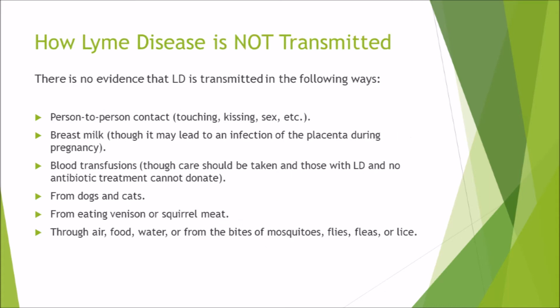We wanted to talk to you a little bit about how Lyme disease is not transmitted. There's no evidence that Lyme disease is transmitted in the following ways: person-to-person contact, like touching, kissing, sex, etc., breast milk, blood transfusions, from dogs and cats, from eating venison or squirrel meat, or through the air, food, water, or from the bites of mosquitoes, flies, fleas, or lice. The reservoir for Lyme disease is the black-legged tick.